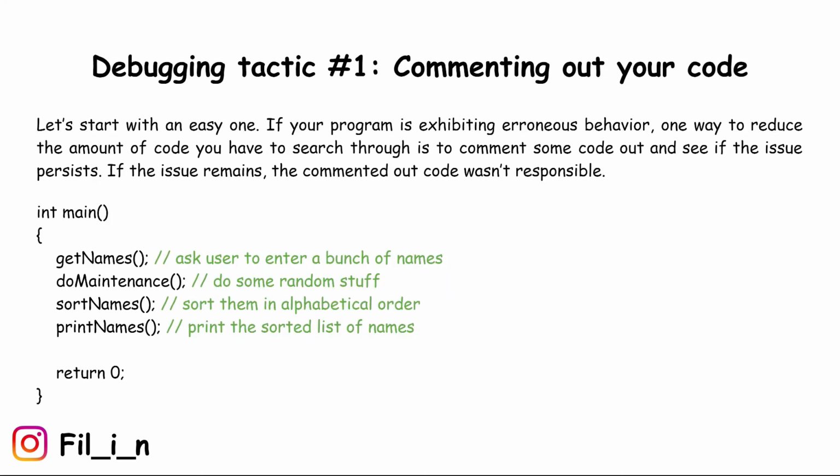Let's start with an easy one. If your program is exhibiting erroneous behavior, one way to reduce the amount of code you have to search through is to comment some code out and see if the issue persists. If the issue remains, the commented out code wasn't responsible.